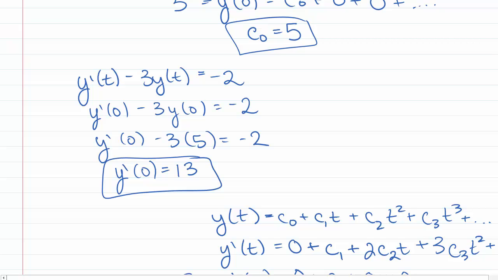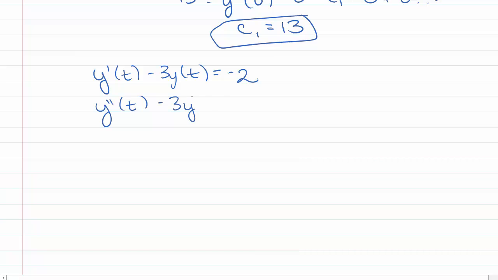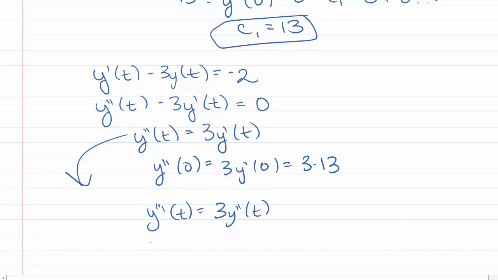Well, what about the rest of them? What about the second derivative, the third derivative, the fourth derivative? Well, we know that y'(t) - 3y(t) = -2. So taking the derivative of both sides, y''(t) - 3y'(t) = 0. And that tells us that y''(t) = 3y'(t), which means that y''(0) is 3 times y'(0), which is 3 times 13. And notice that if we keep differentiating this expression, we get y'''(t) = 3y''(t), the fourth derivative of y is going to be 3 times the third derivative, and we could keep doing this forever, right?